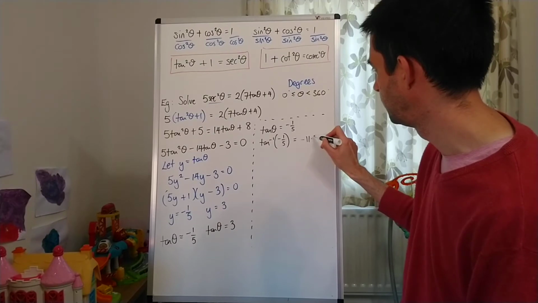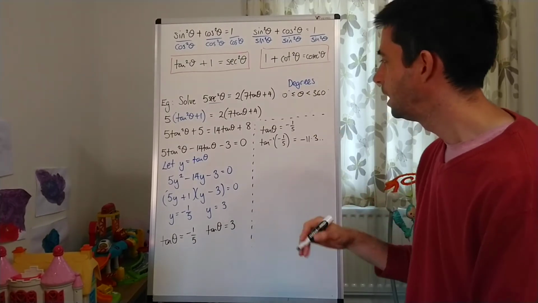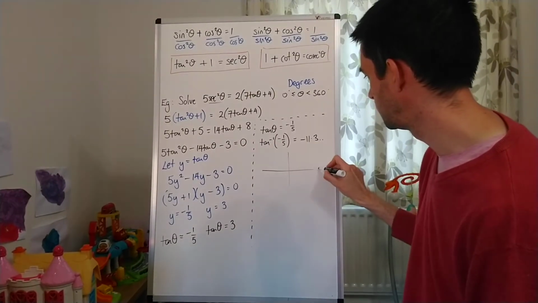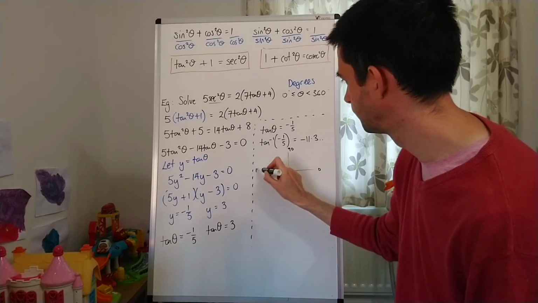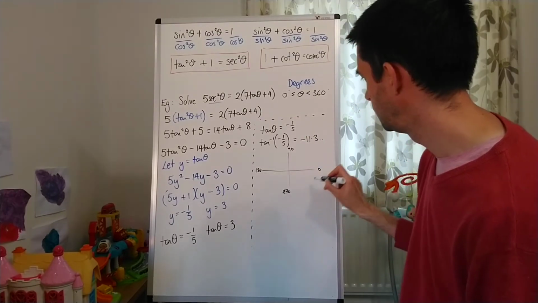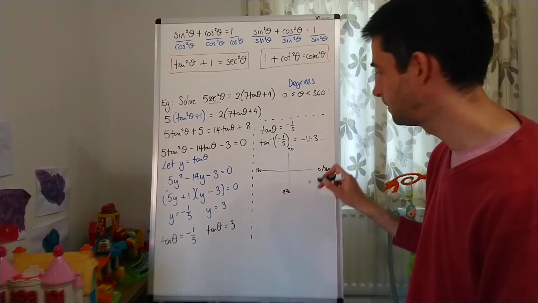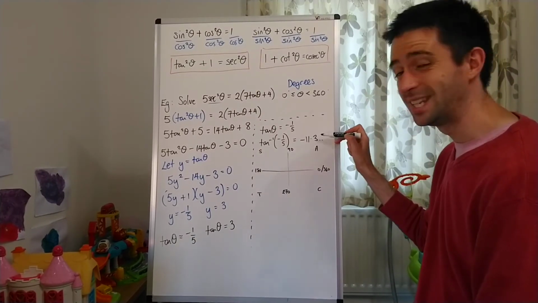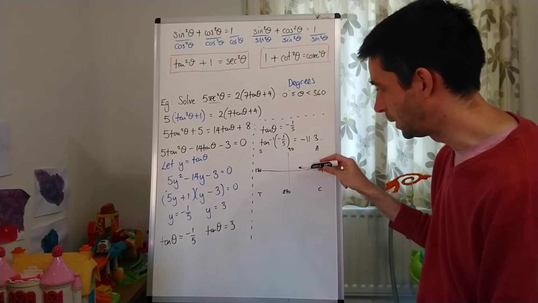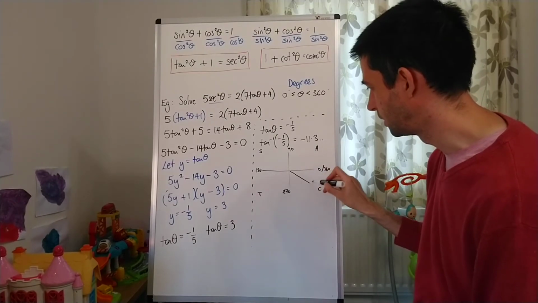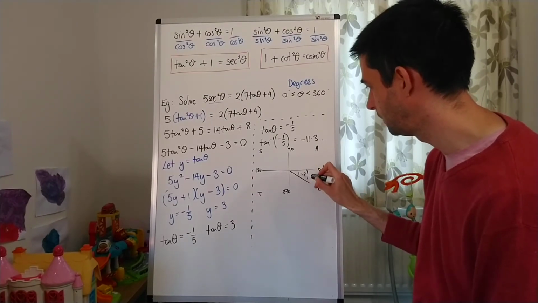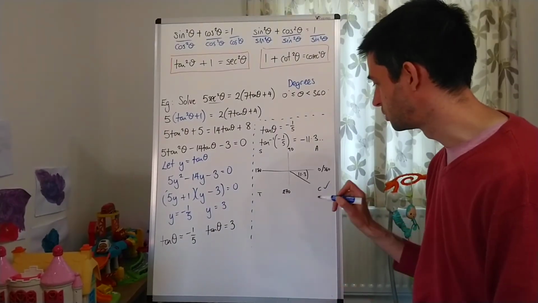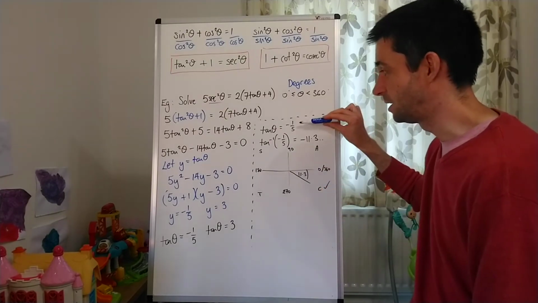So negative 11.3. Now because of the negative, I am just going to draw this one out onto a quick CAST diagram. So we have 0, 90, 180, 270, around to 360, A, S, T, C. And now because it's negative 11.3, rather than going anti-clockwise around the CAST diagram, we go clockwise, and it's this angle in here, which is 11.3. Should make sense because that's in the C quadrant, where tan is negative.